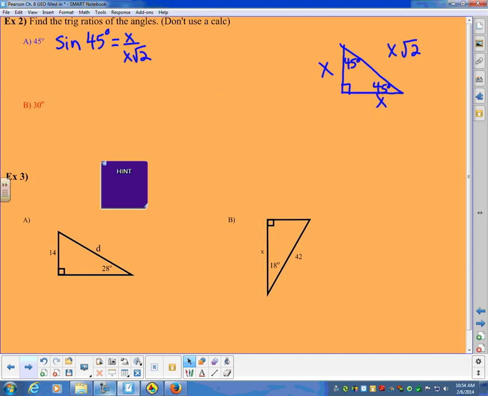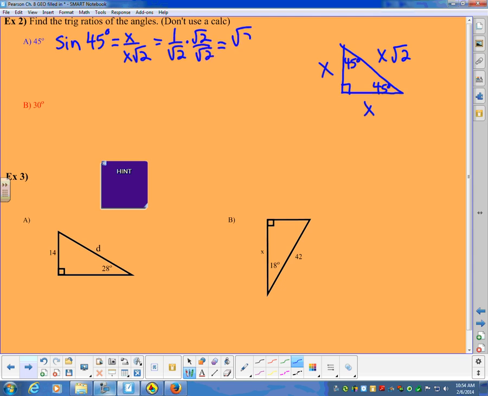Yes, it can be simplified. First simplification would be x's cancel, leaving me with 1 over root 2. That's not an acceptable answer in simplified radical form. So what do I do next? Multiply by root 2 over root 2, which leaves me with root 2 over 2.